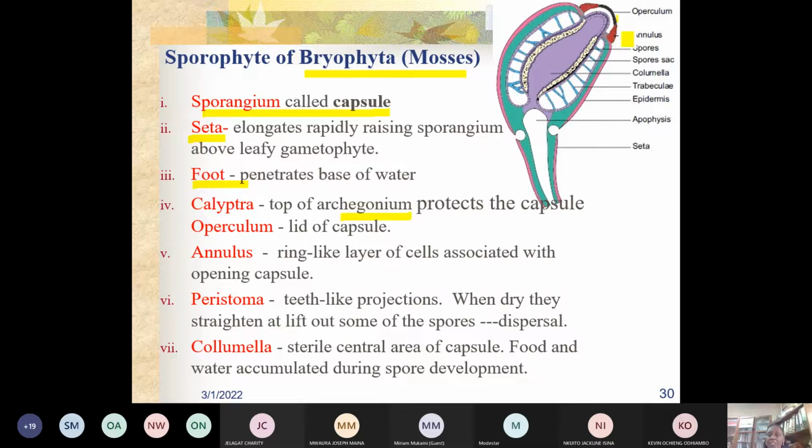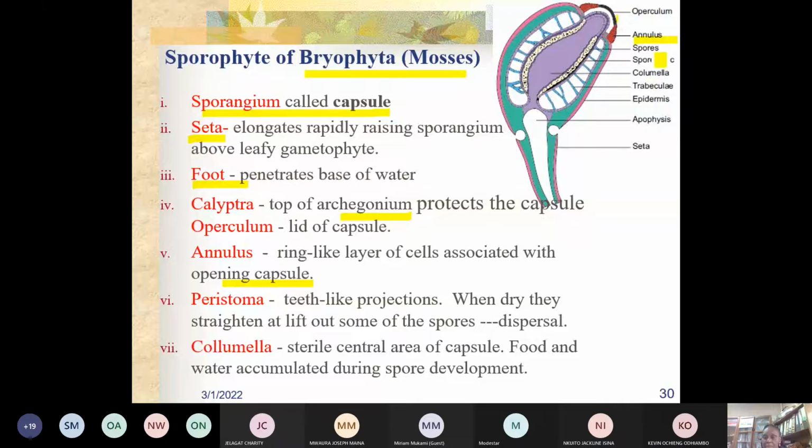On the sides of the operculum, we have the annulus. The annulus is a group of cells that are found at the base of the operculum, and their function is to open that operculum. So those annular cells are able to break up, and once they break up, they release the operculum. So in that way, opening up the capsule. So they are associated with the opening up of the capsule.